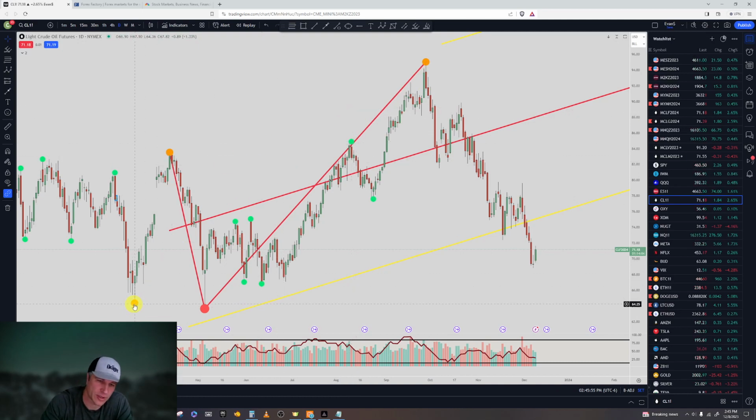So we have a low right there, point 1. Here we have a high, point 2. We have a lower low right here, point 3. And then we have a high, point 4. So that's what I just call the expanding triangle trade.